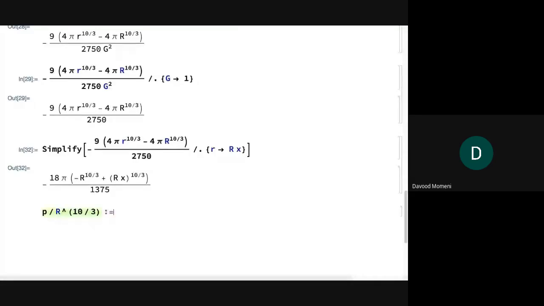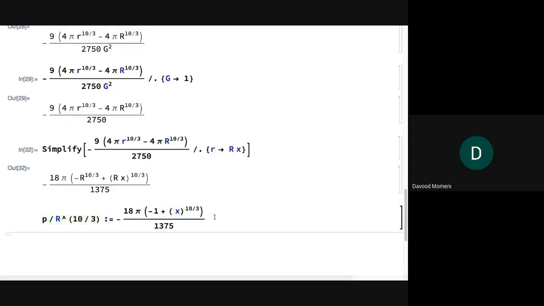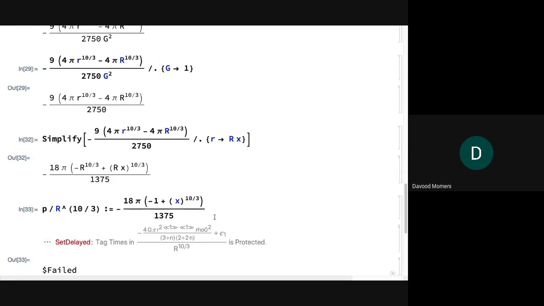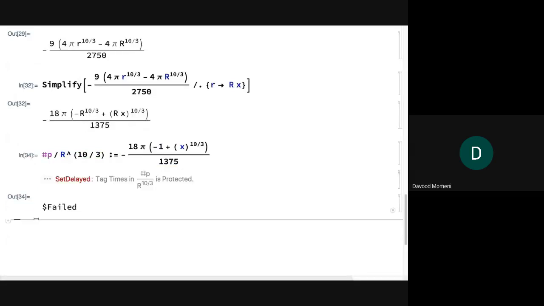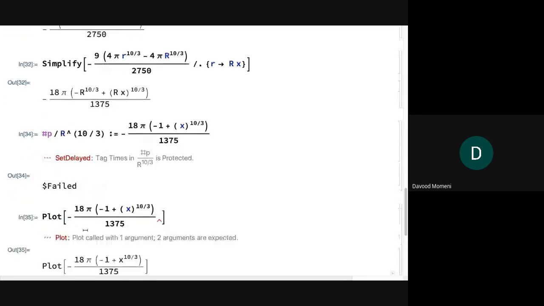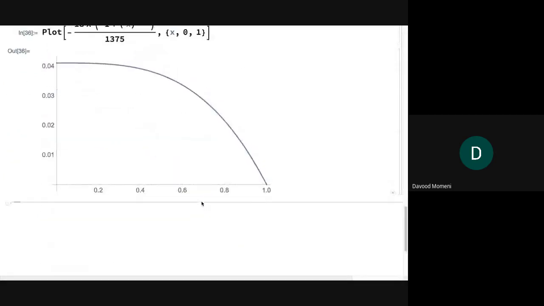I can put 1, and this is also, forget it. So this will be my function. This function, we can plot it now. I don't want to use this somewhere, so I deactivate that. So just plot, and X goes from 0 to 1. Okay, you see?